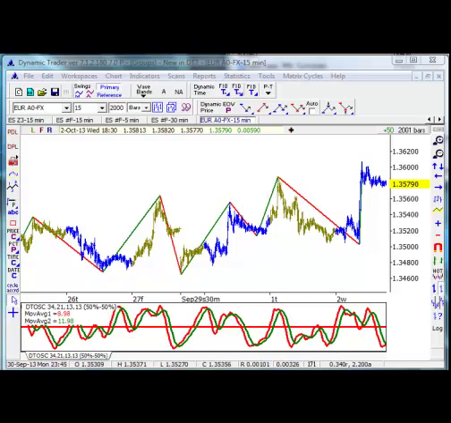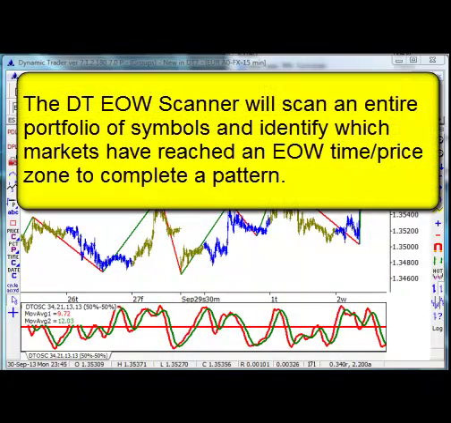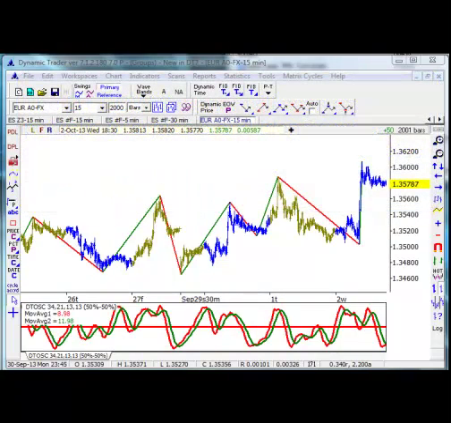The DT end of wave scanner is a very powerful routine to scan through a large portfolio of symbols to see which ones, as of the last bar on the chart, have reached a high probability target zone to complete a wave structure. This is particularly useful for stock traders where you have large portfolios of stocks, a lot of symbols that you want to take a look at and narrow down to the handful of ones for your immediate attention and immediate potential trades. So let's take a look at that.